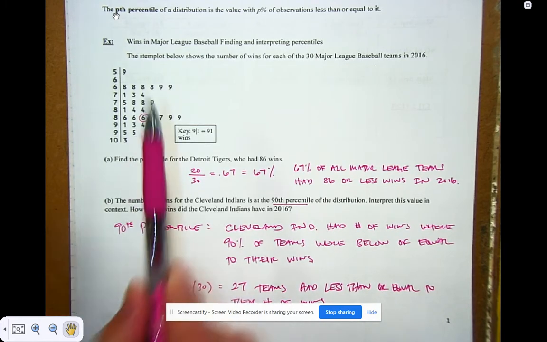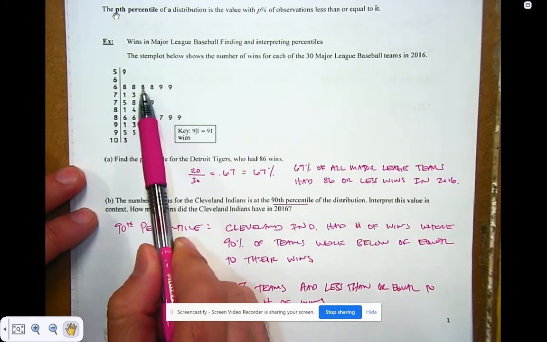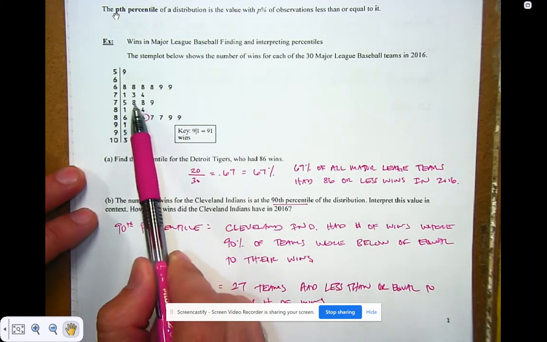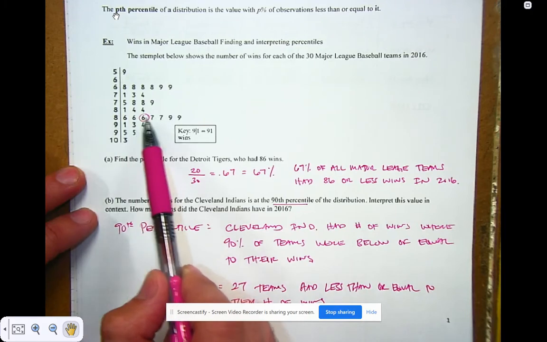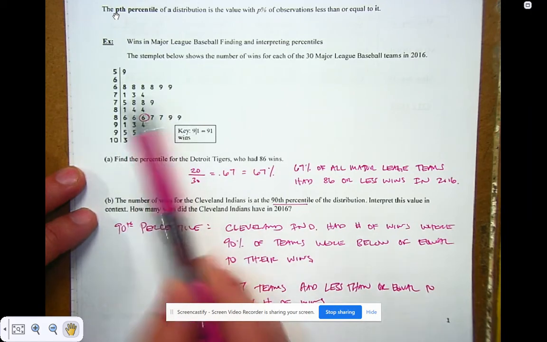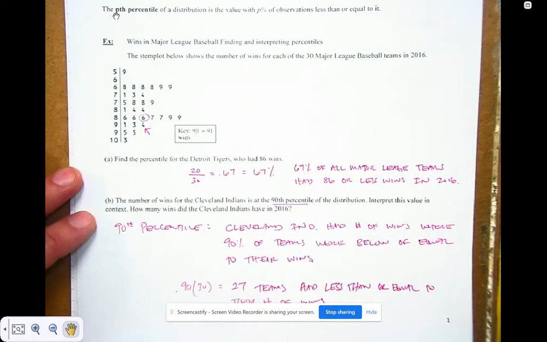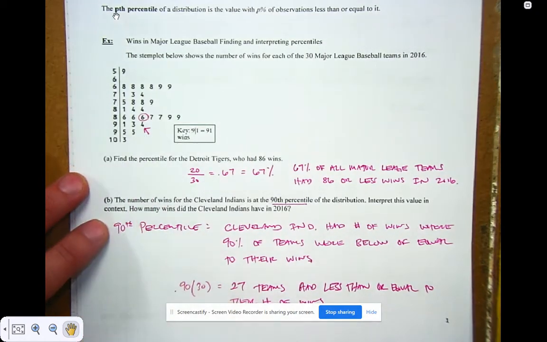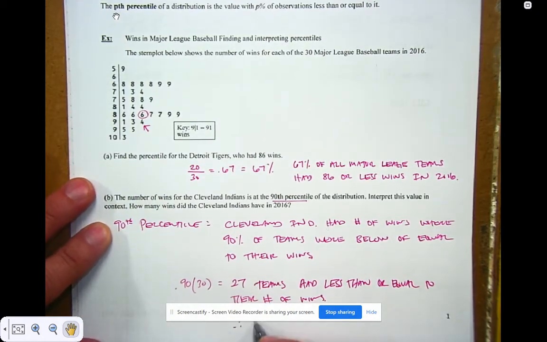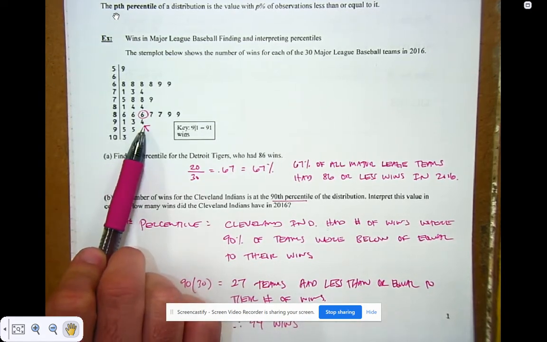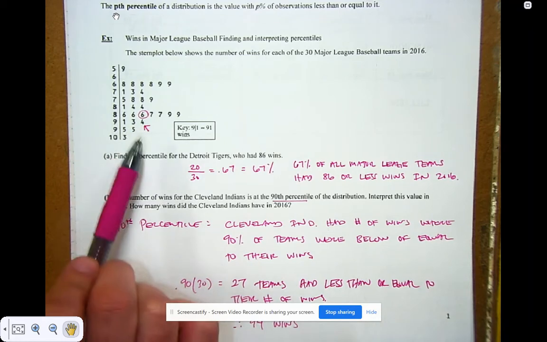So if we count up from here, 1, 2, 3, 4, 5, 6, 7, 8, 9, 10, 15, 16, 17, 18, 19, 20, 21, 22, 23, 24, 25, 26, 27, right? If they had 94 wins, therefore 94 wins. If they had 94 wins, we would have calculated their percentile by what we did in part A.